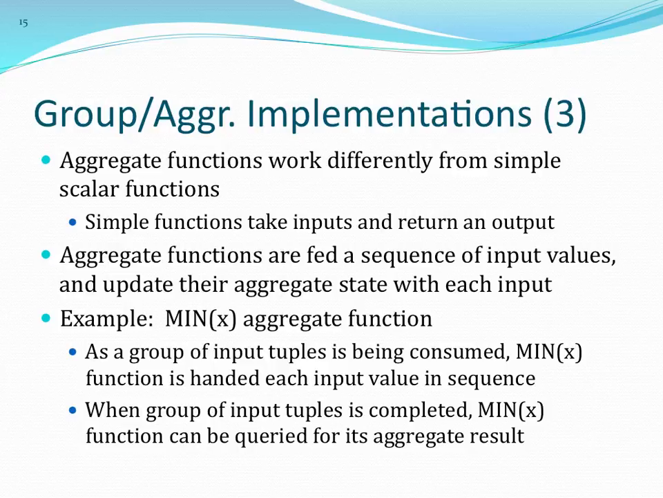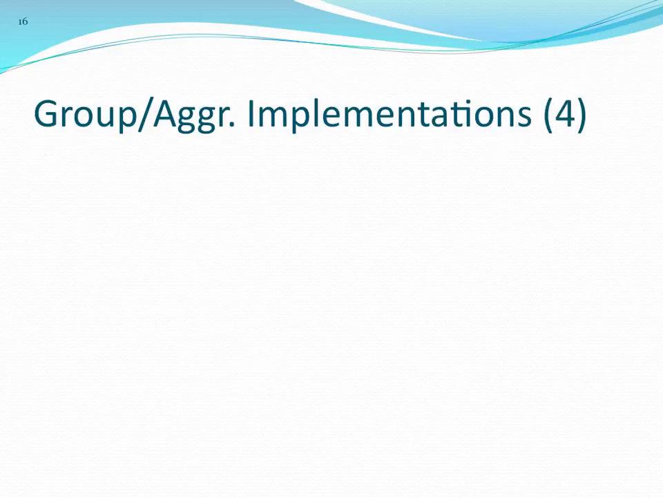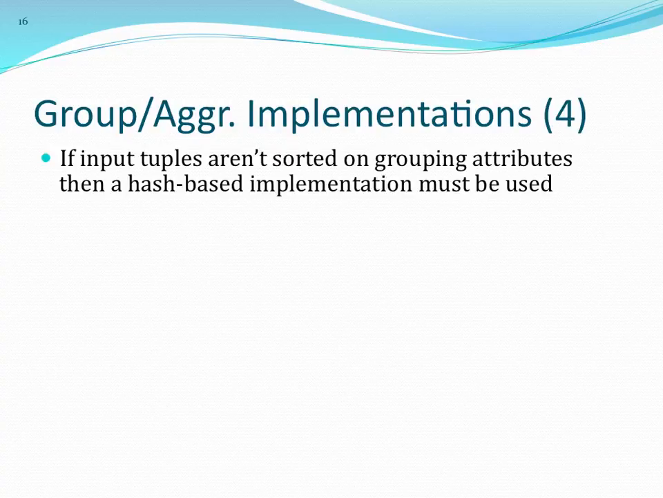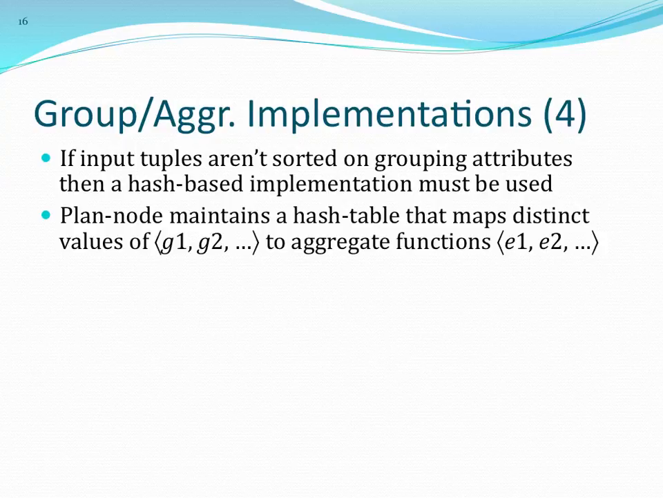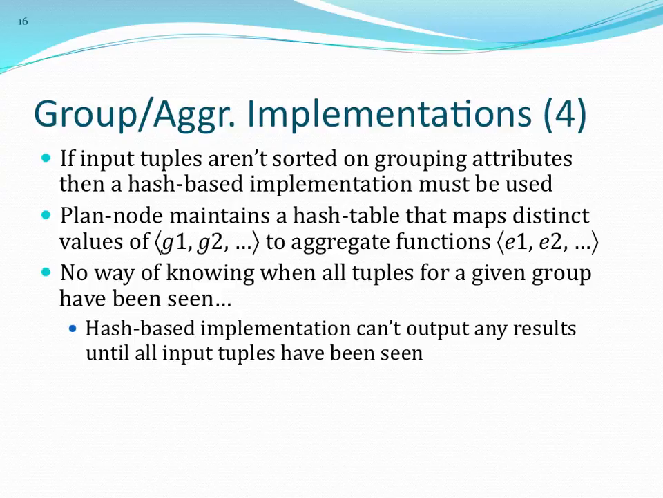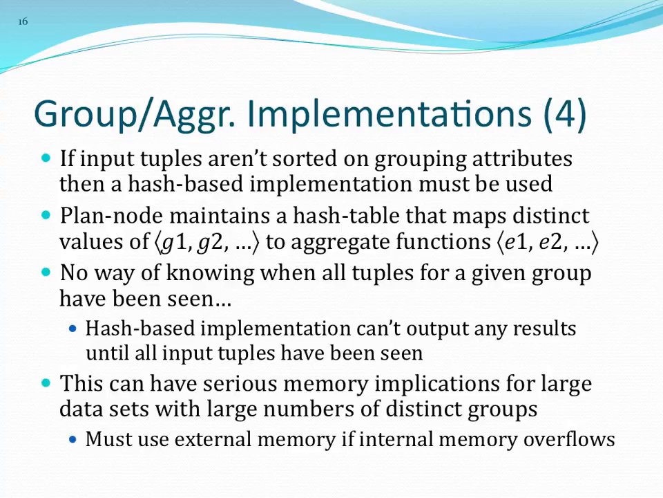Okay, you guys have successfully distracted me a lot, so I'm going to try to hurtle on. So if we don't have sorted inputs, then we have to do a hash-based implementation where basically the plan node maintains some kind of hash table in memory. This hash table may have to spill to disk. This is one of the unfortunate realities of hash-based grouping and aggregate computations, because we don't know that we've seen all the tuples for a particular group until we've seen all the tuples. And that's just the problem with hash-based anything in database systems.